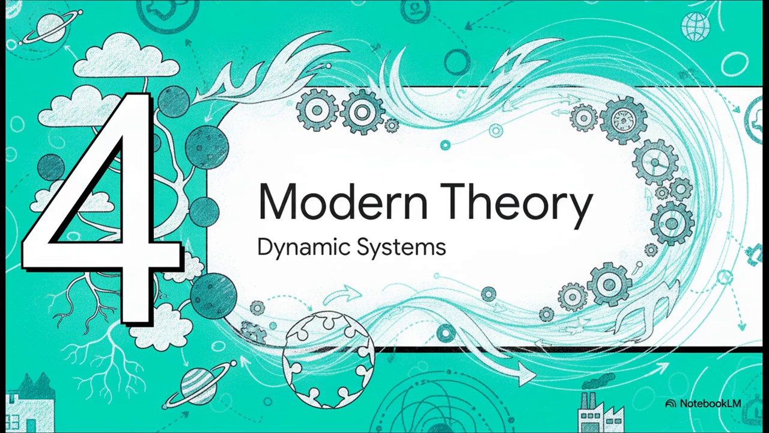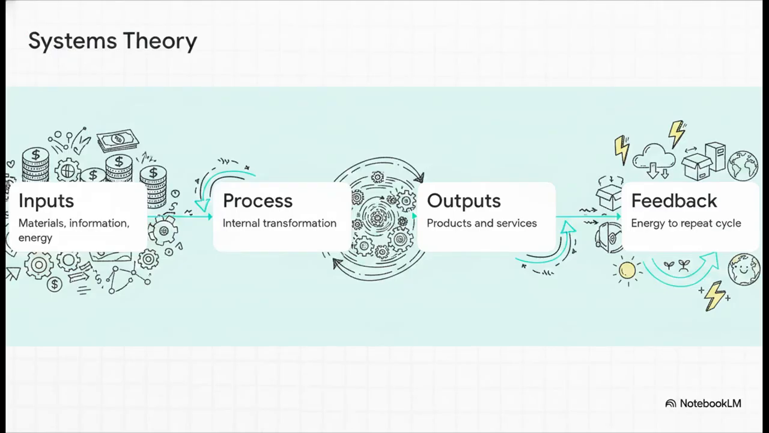Next up, Section 4, Modern Theory, Dynamic Systems. Okay, so the neoclassical era added some much-needed humanity to the workplace, for sure. But it still mostly looked at the organization in isolation, kind of like it was in a bubble. We can visualize the modern era's shift using systems theory, which was pioneered by Norbert Wiener.